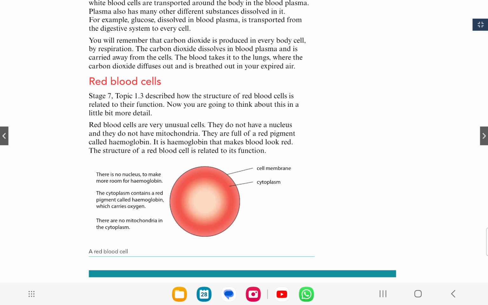The structure of a red blood cell is related to its function. There is no nucleus to make room for hemoglobin. The cytoplasm contains a red pigment called hemoglobin, which carries oxygen. There are no mitochondria in the cytoplasm. The cell membrane and the cytoplasm are red blood cells.